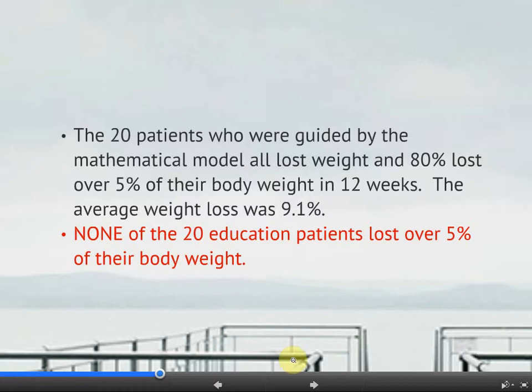The 20 patients were guided by the math model. Remember, they were never seen in the clinic. They all lost weight, and 80% lost over 5% of their body weight in 12 weeks. That's tremendous, actually. And the average weight loss was over 9%. None of the 20 education patients lost over 5%, which is pretty typical, actually. So whatever we're doing in the clinic is more than what is usually seen in even commercial weight loss programs.